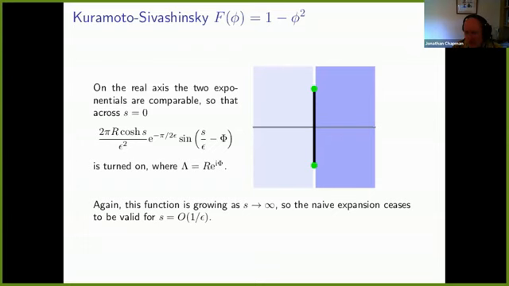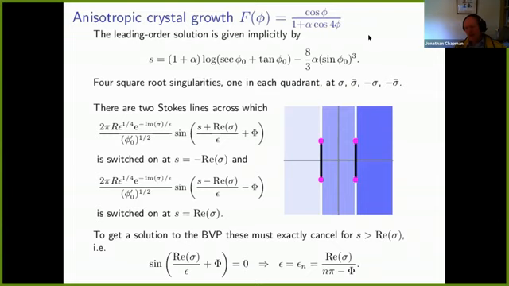You might be tempted to think there's always no solution, but it's only the case in those 2 problems because the Stokes line was exactly on the imaginary axis. So if you switch to this form of F, which corresponds to some sort of anisotropy in the crystal growth, then the leading order solution is a bit harder now, but you find that you get 4 square root singularities, 1 in each quadrant. So you have sigma, minus sigma, sigma bar, and minus sigma bar. So you get 2 Stokes lines.